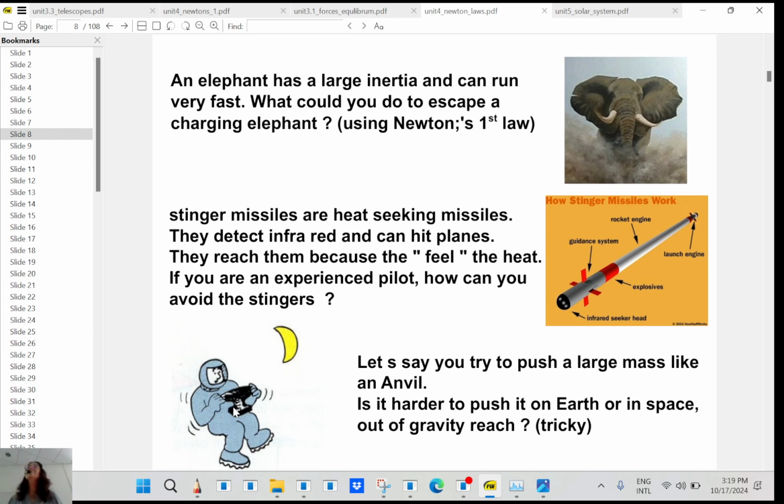It's going to be easier to lift on the moon because, of course, gravity is less. But when it comes to pushing on the ground, it's going to be as hard because on the moon it has the same mass. Okay?